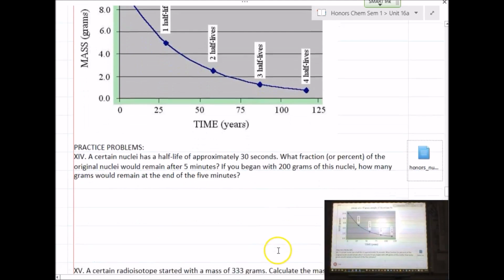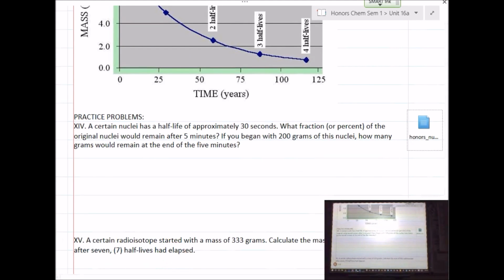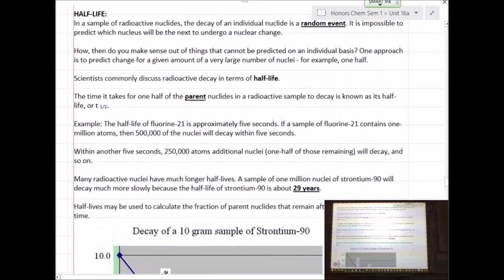Okay. Now, let's go to the practice problems. Ready? Did everybody get the blanks there? Was that a good lecture? You like that one? Wait, what lecture? Everybody had the blanks, whatever.